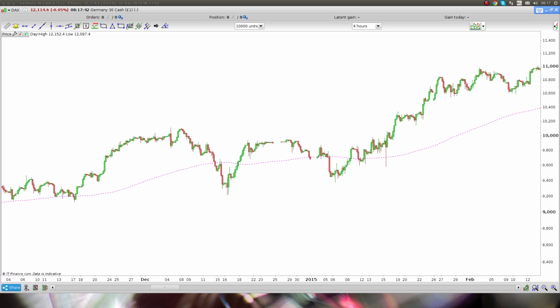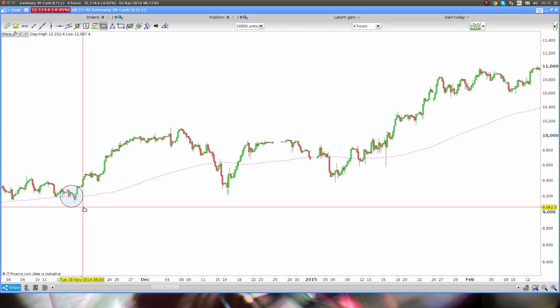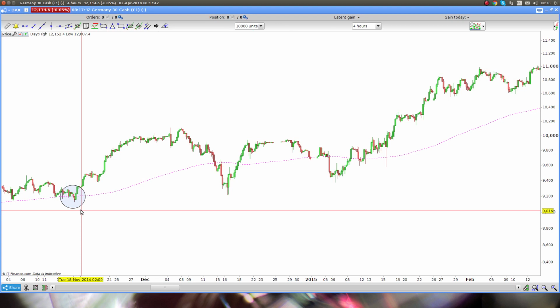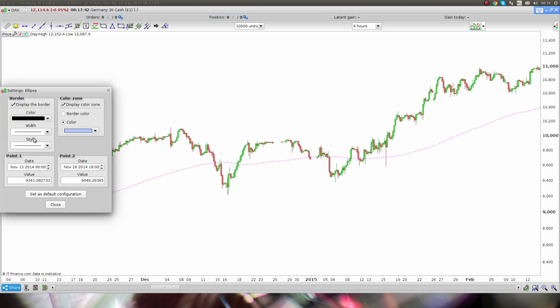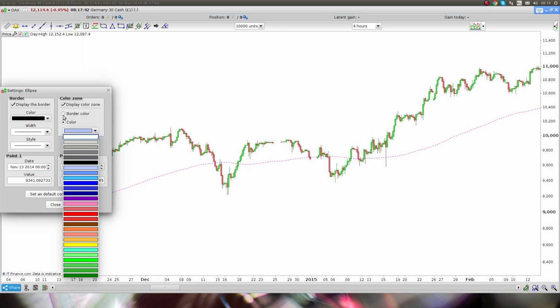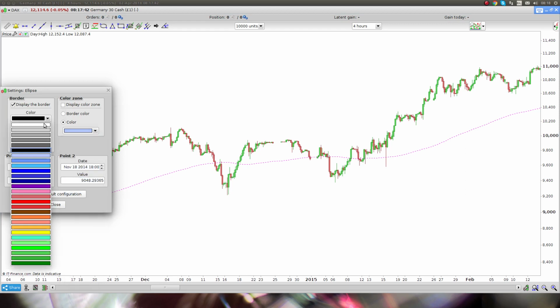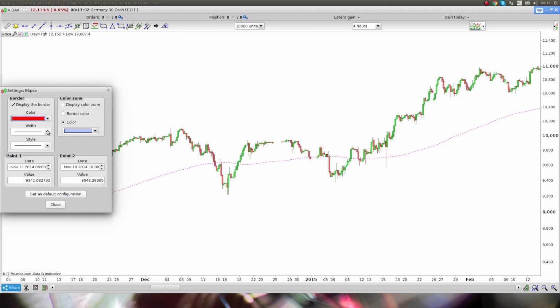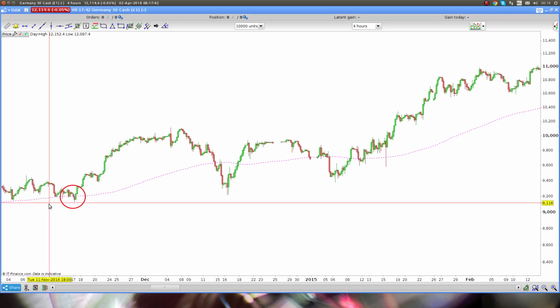You'll notice on this chart, which is the DAX, I'm using a 4-hour chart. You'll see this purple dotted line. That is a 200 exponential moving average. I have that on pretty much every chart, and the reason I have it on every chart is because of that. Let me just get rid of that and make it red, pretty big so you can see what I'm referring to.